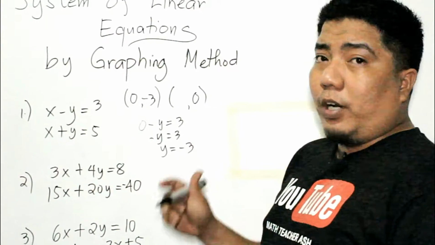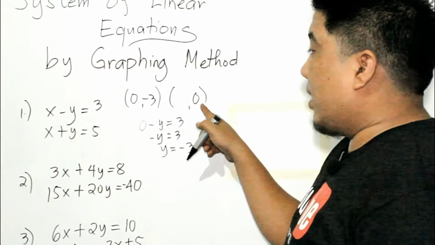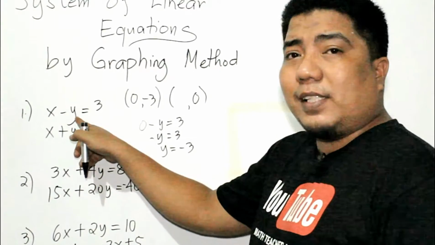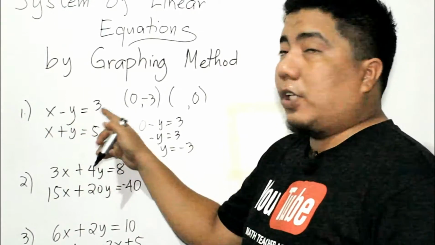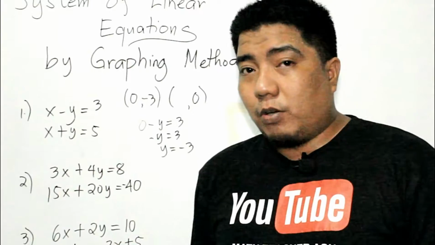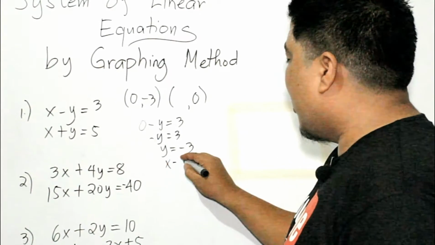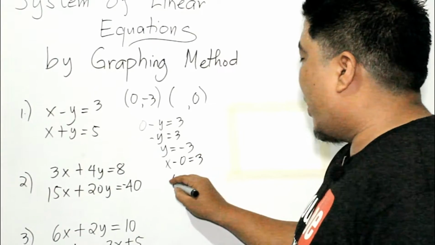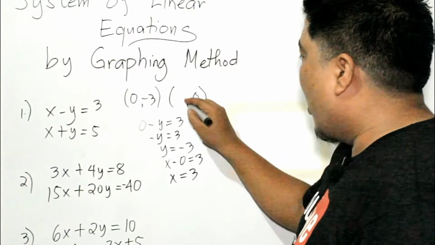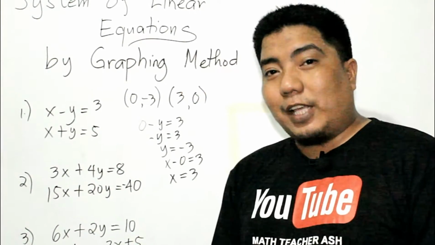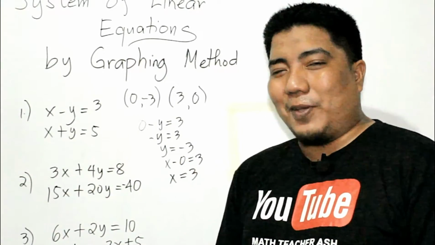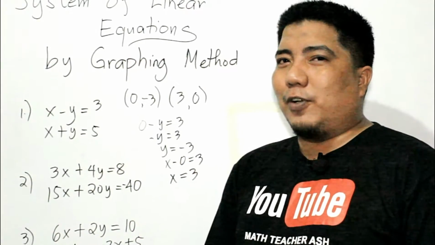Now, how about if your y is equal to 0? So, if y is 0, x minus 0 is equal to 3. x minus 0 is x. So, x is equal to 3. Therefore, your x-intercept is at 3. Okay, so now you are finished with your first equation.